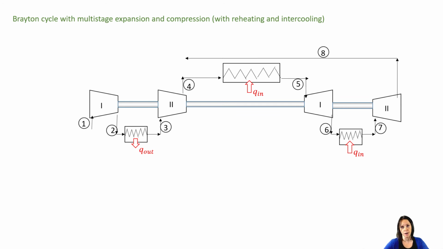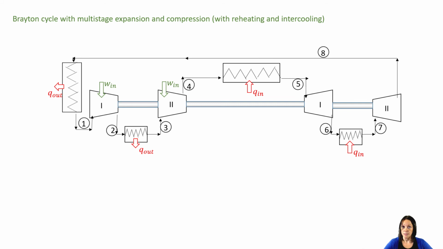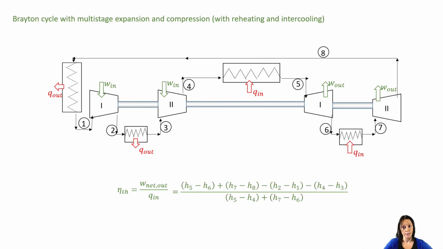State 8 is where you in reality have an exhaust process, and we're going to model that exhaust process as a constant pressure heat rejection process. So I've got another Q out there. I also have some work inputs that are required to run those compressors, and I've got some work outputs that are generated from the turbine, from the expansion processes. And when I calculate my thermal efficiency, I just need to make sure that I'm taking all of those things into consideration. So for the work net output, I've got to sum the work from both of those turbines minus all of the work required to run those compressors.